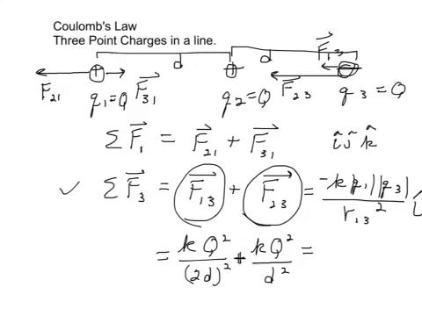So, doing the algebra, you can see that the KQ squared all factors out, and there's a 1/4 D squared and a 1 over D squared, so I'll leave it up to you to check my algebra. It's going to be 5/4 KQ squared over D squared. Both of them are in the same direction, the negative direction. So I'm going to put a negative sign there, and then my I hat unit vector there.